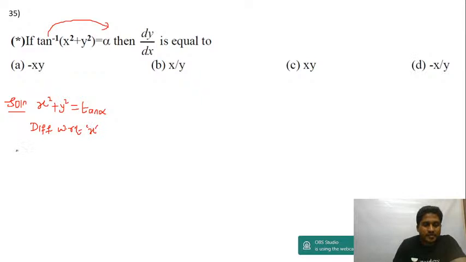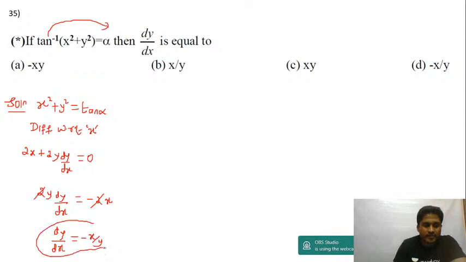Differentiating with respect to x, differentiation of x square is 2x. Differentiation of y square is 2y into dy by dx. And differentiation of tan alpha is 0, because alpha is a constant, so tan alpha will be a constant. So 2y into dy by dx is equal to minus 2x. I'm going to cancel 2 and 2. So dy by dx is equal to minus x upon y. Answer is option T.